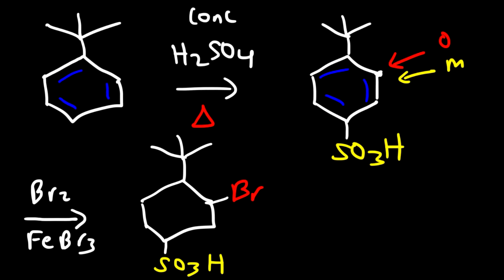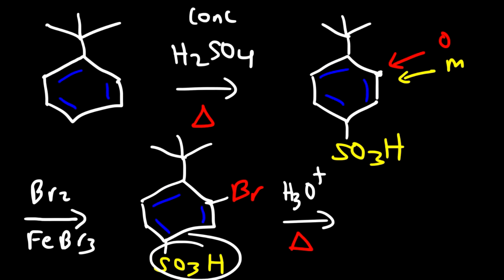But we're not finished yet. The last thing we need to do is we need to remove the blocking group. So basically, we need to perform a desulfonation reaction. And so you need to add water with acid or simply H3O+. And you also need to heat the solution. When you heat it, this will leave as sulfur trioxide. And sulfur trioxide has a boiling point of around 45 degrees Celsius. So once you heat it, it will escape as a gas, thus driving the reaction forward.